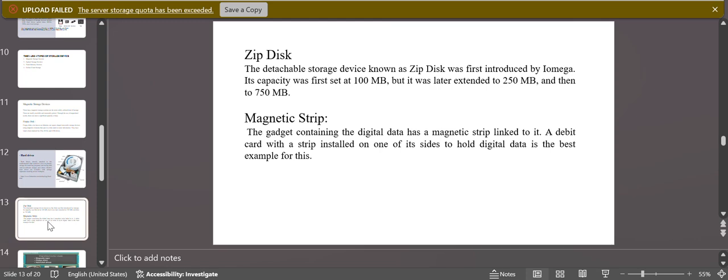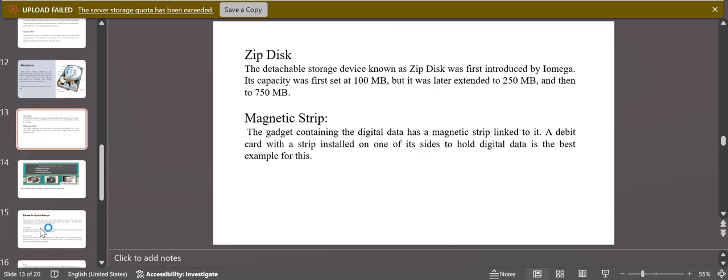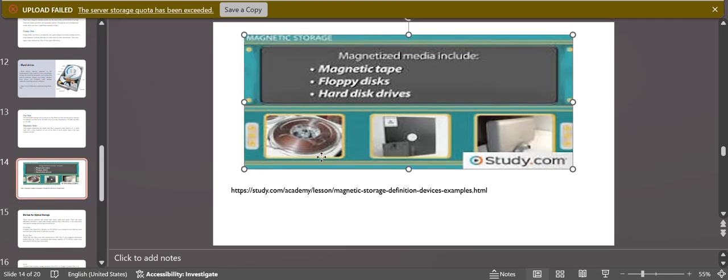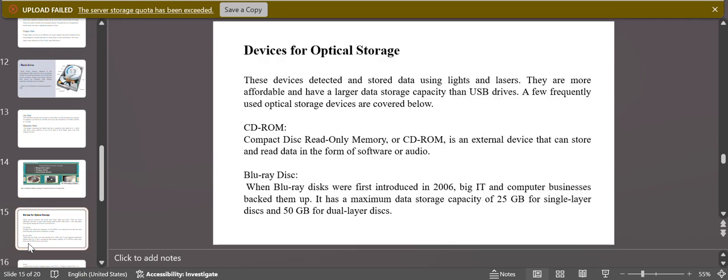And magnetic strip. The gadget containing the digital data has a magnetic strip linked to it. A debit card, with a strip installed on one of its sides to hold digital data, is the best example for this. And here you can see the magnetic media pictures.